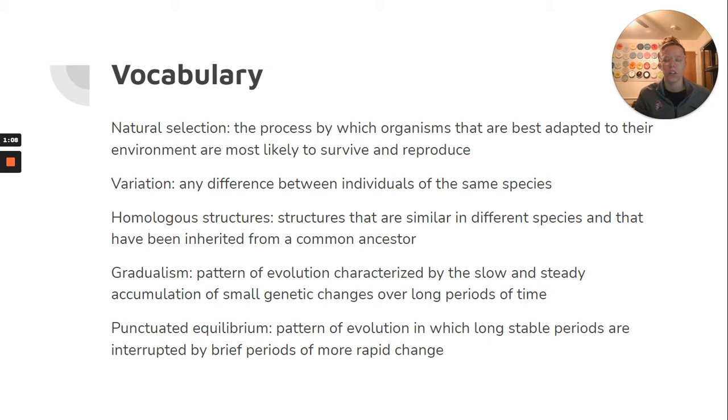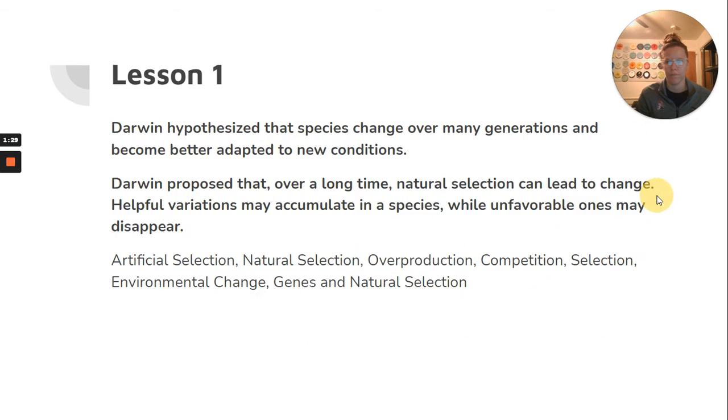Homologous structures are structures that are similar in different species and that have been inherited from a common ancestor. Gradualism, pattern of evolution characterized by the slow and steady accumulation of small genetic changes over long periods of time. Punctuated equilibrium, pattern of evolution in which long, stable periods are interrupted by brief periods of more rapid change.